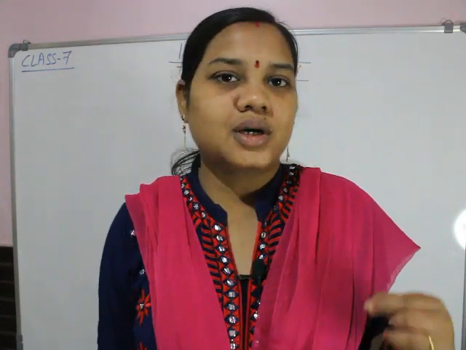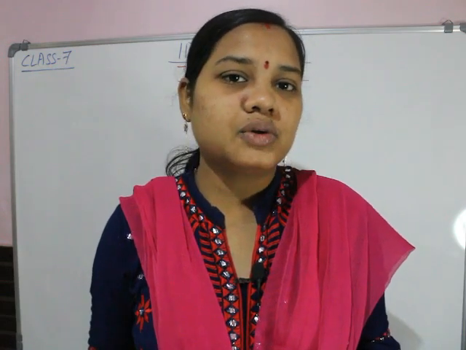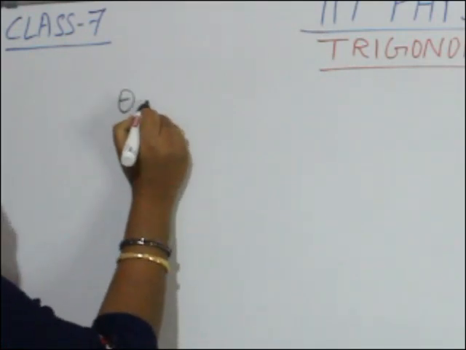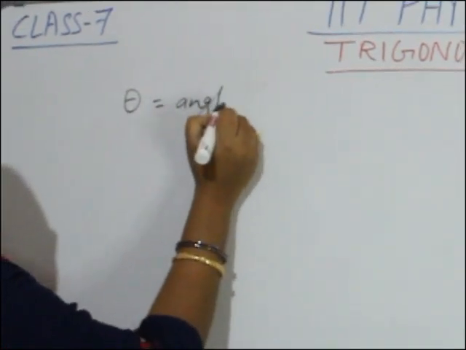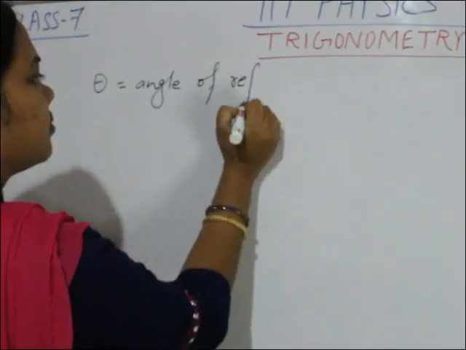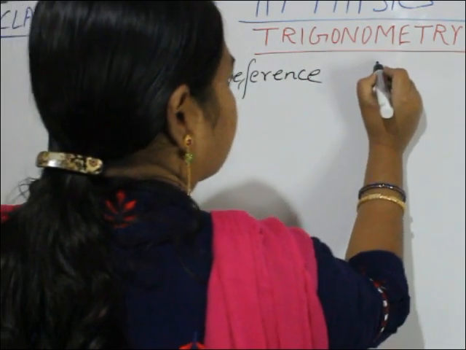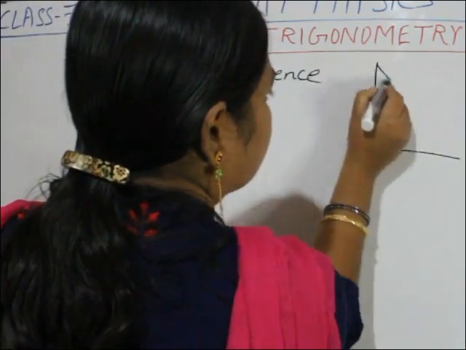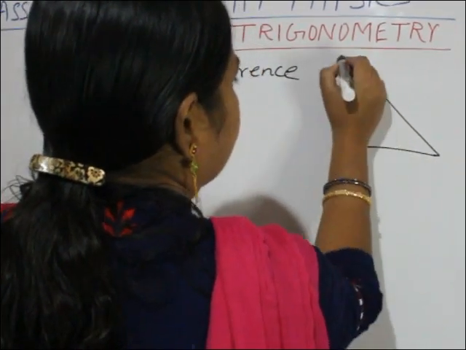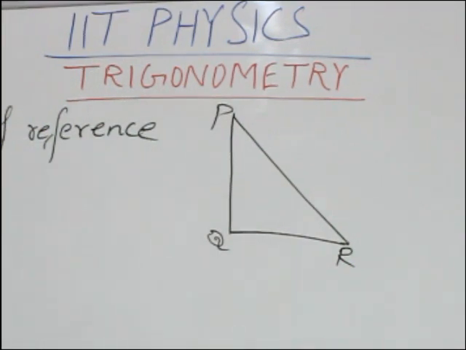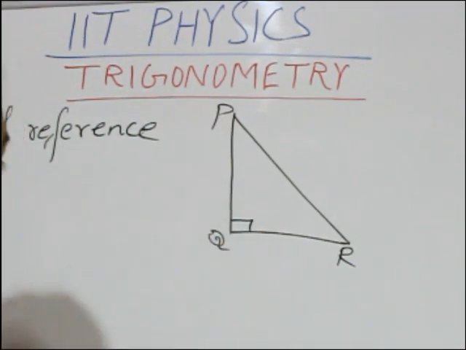So once again we will see what I gave: the trigonometric ratios you have to find out. Suppose theta is the angle of reference. There is a right angle triangle PQR, with the right angle at Q.